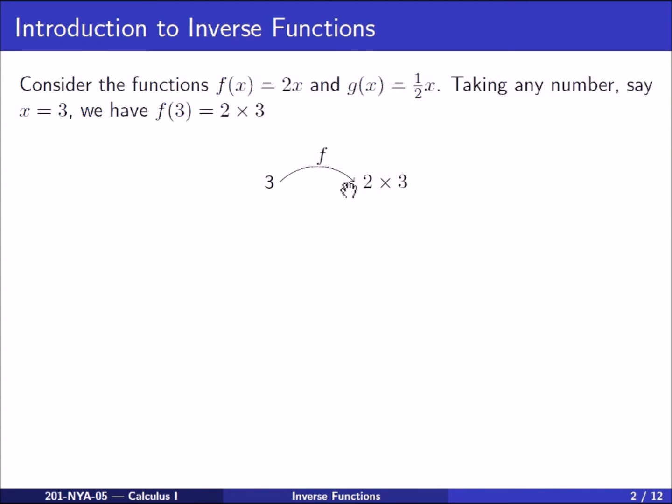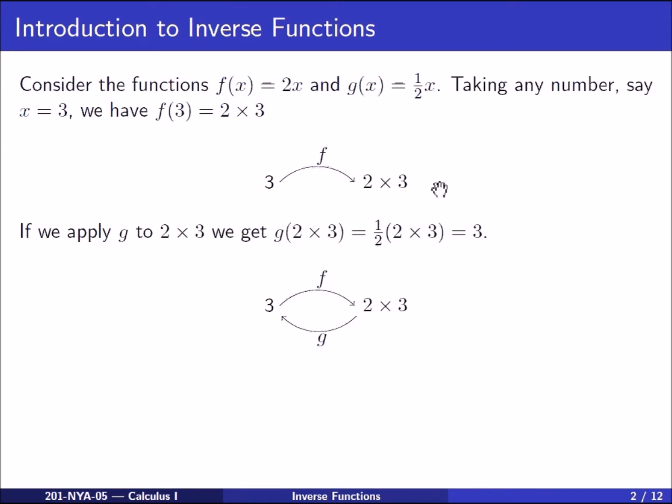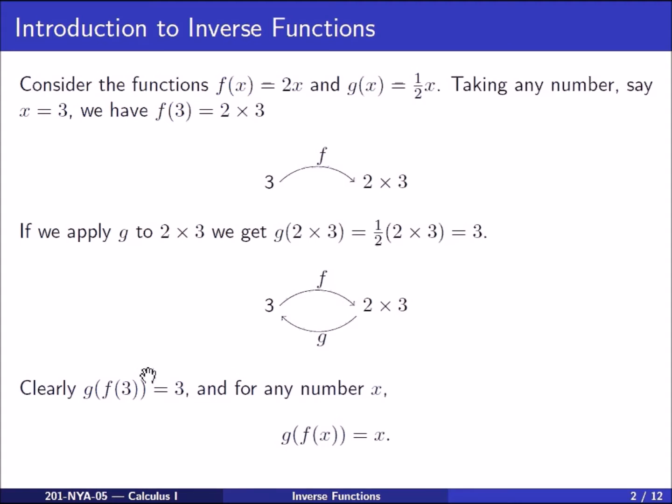And the direction of the arrow is important here because it says that f is applied to 3 to give 2 times 3. If I compute g of 2 times 3, well, that's going to be 1/2 of 2 times 3, and the 2's will cancel out, and I will get back 3. So g actually takes 2 times 3 and sends it back to 3. So I can summarize this by saying that g of f of 3, so if I compute f of 3 I get this, and if I do g of that I get 3 again.